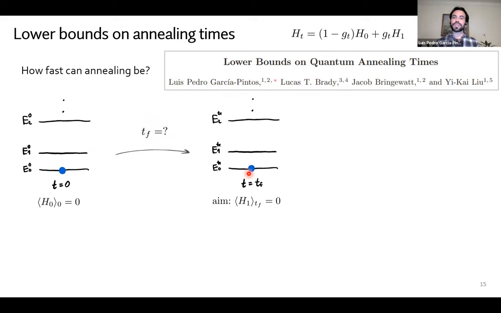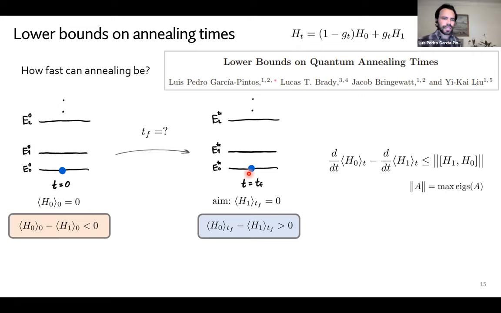So here's a little idea, and I think this goes back to your question. What we're going to focus on is this: we start with a state that has zero energy with respect to H0, but the expectation value of H1 is greater than zero, because you start in an eigenstate of H0 and H1 doesn't commute with H0.